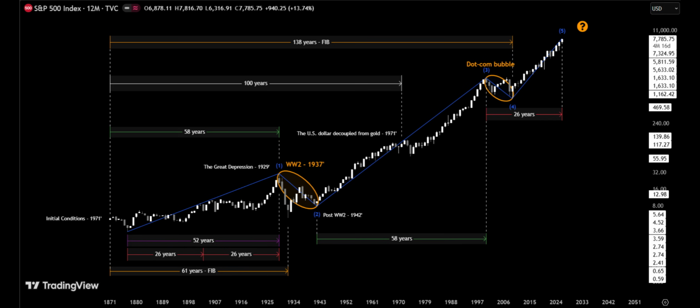The important feature is not that the market repeats the same events. It doesn't. 1929 is not 2000. 1937 is not 2009. The economic mechanisms are completely different. But the distances in time between major structural transitions can still be compared. That is where the fractal idea begins.